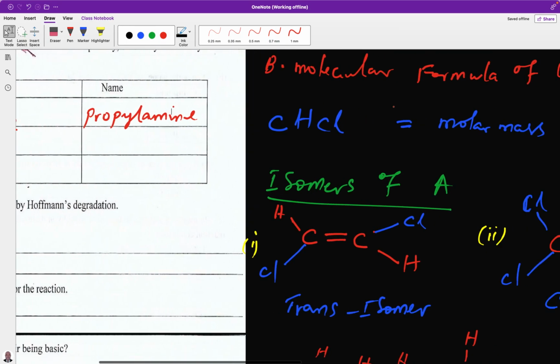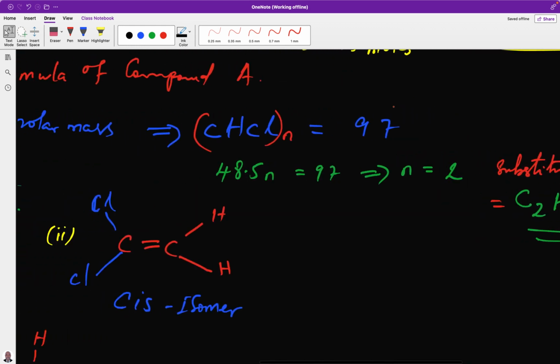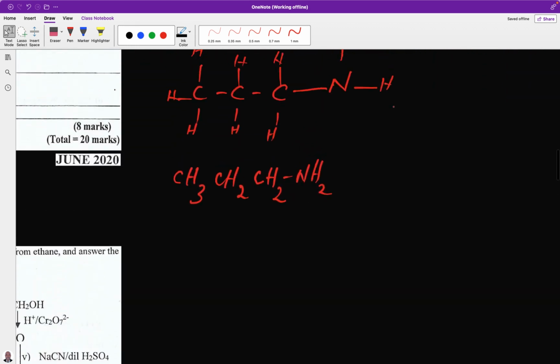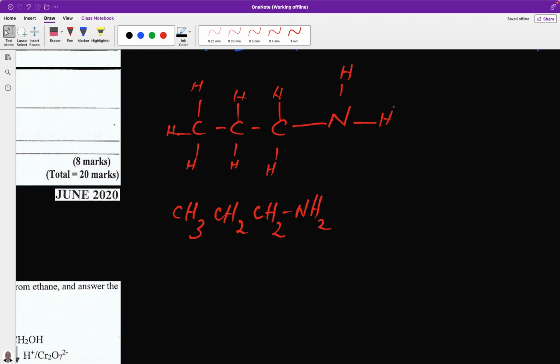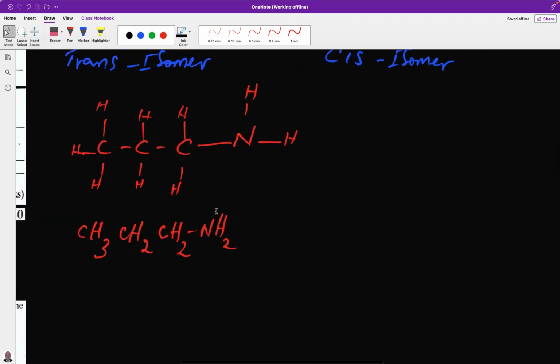So now, if we go again and do our substitution for the next carbon, we want to substitute for another carbon here. So in that case, we will have this one here.